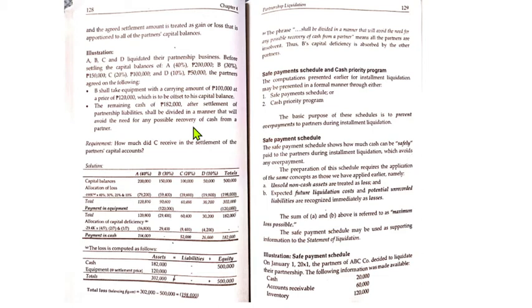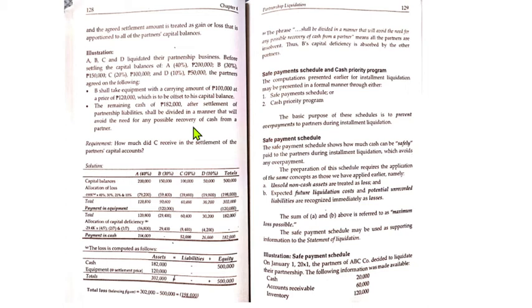Ibig sabihin lang nito, the scenario is ayaw na ng partnership na in cases na mag-negative ang capital balances ng bawat partner ay mag-bring in pa ng additional contribution yung partner. So essentially, you are treating the partners as all insolvent. Kumbaga, i-treat mo na insolvent lahat ng partners. Parang ganon. Ganon yung gustong sabihin nung avoid the need for any possible recovery of cash. So kung mag-negative yung capital balances daw, dapat wala ng additional contribution from the partners.